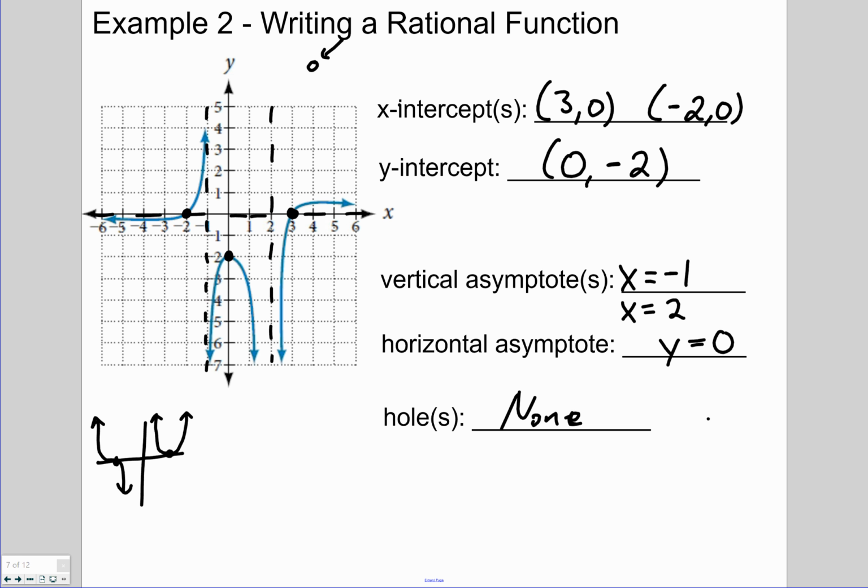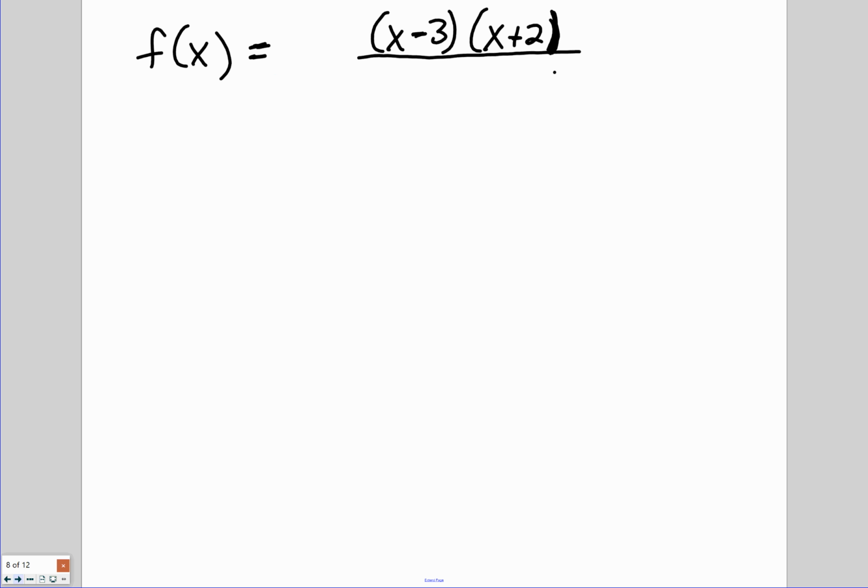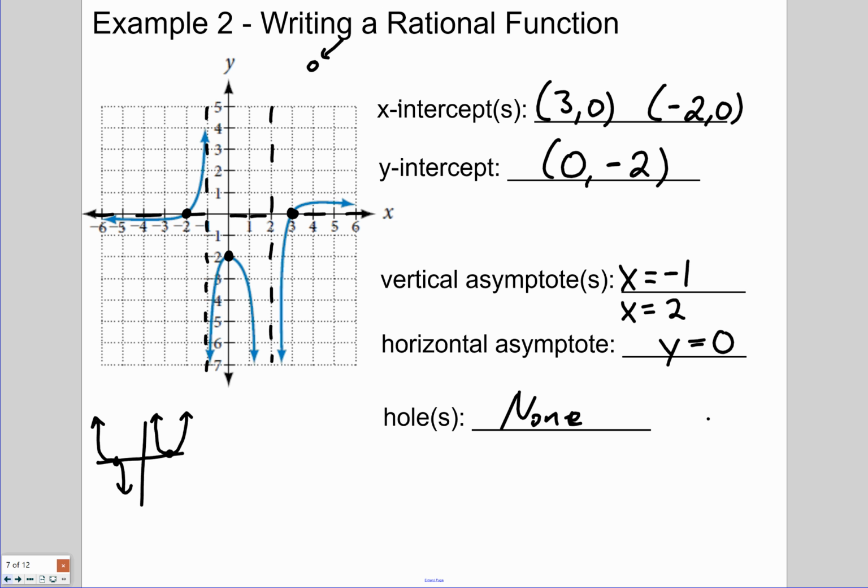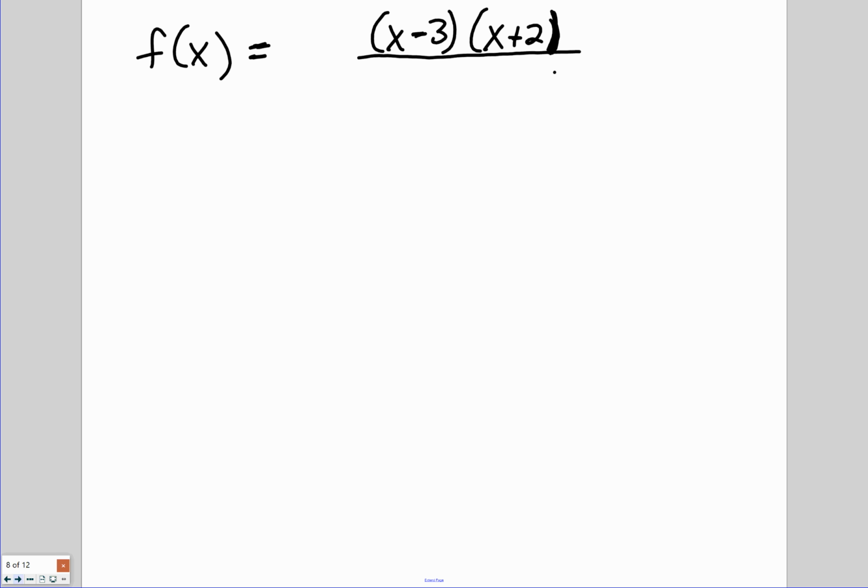Well, so now we're going into the next thing, right? The next thing is we need denominators. Where do I get denominators from? Not the y-intercept. Very good, Shyla. You get them from the vertical asymptotes. And I see x equals -1 and x equals 2. So writing those would be x plus 1 and x minus 2.